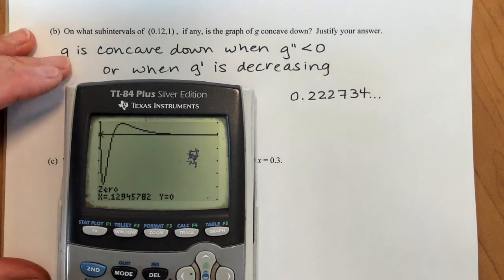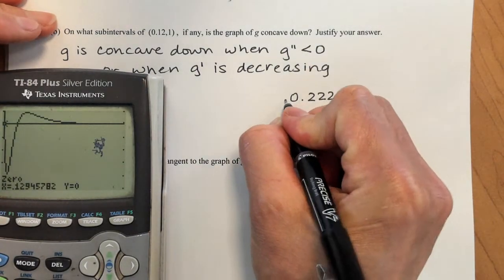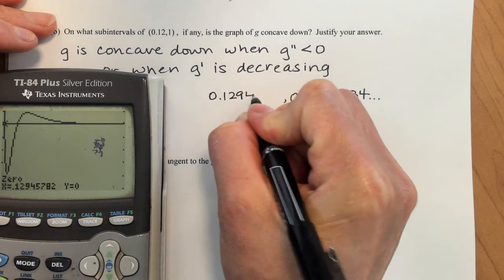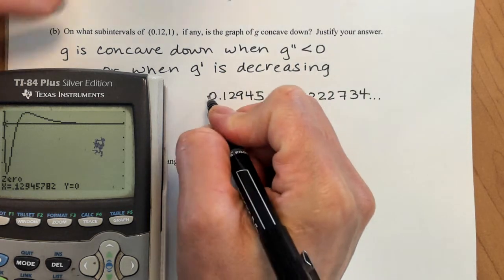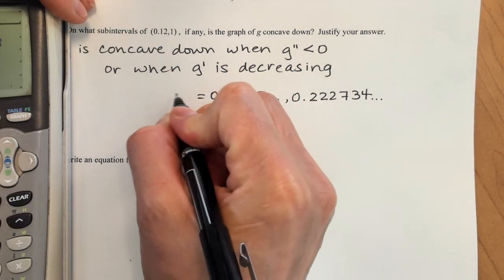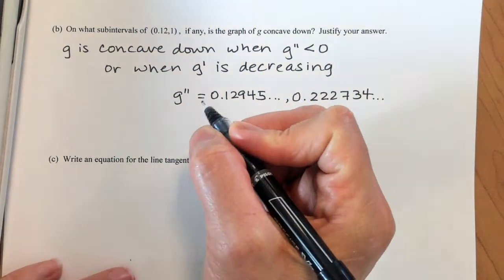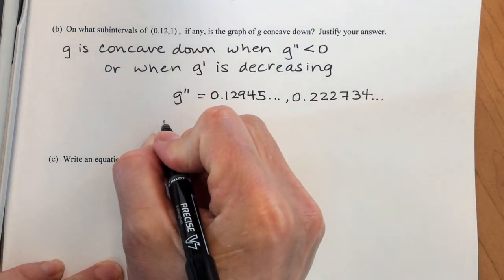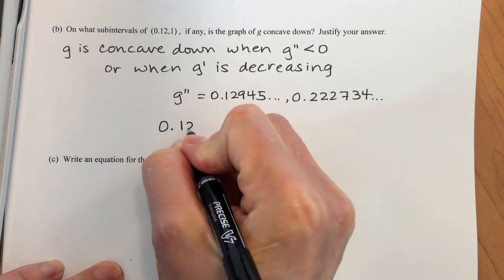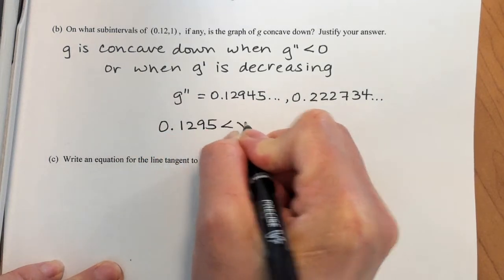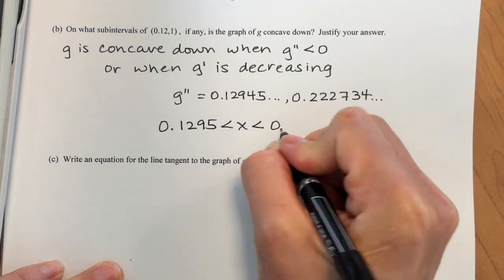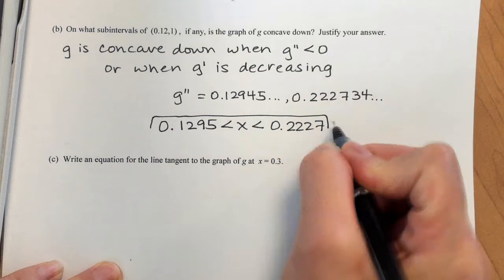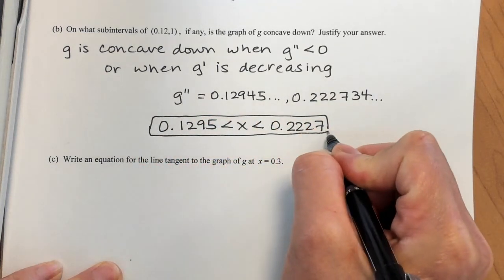And I'm getting, so the two values that I just found are where the second derivative equals 0. And so g double prime is negative between those two values. So I'm going to say from 0.1295 to 0.2227. Okay.